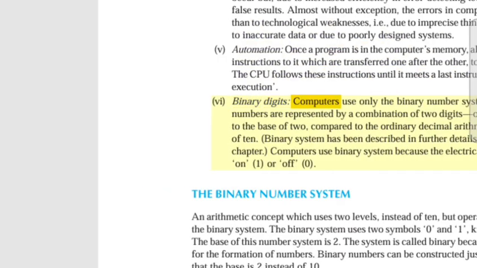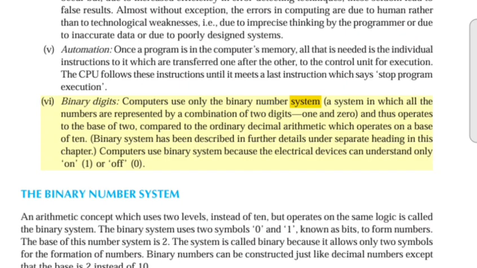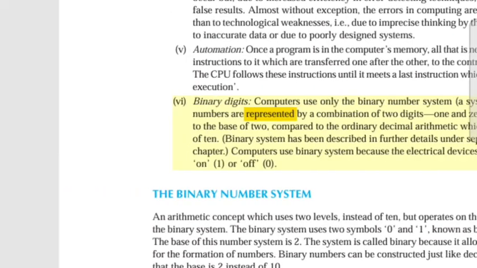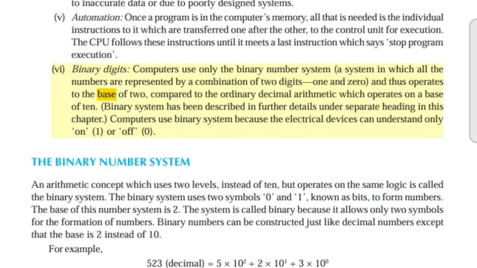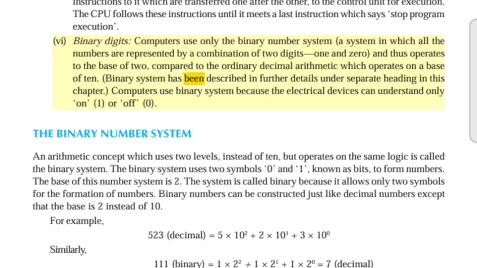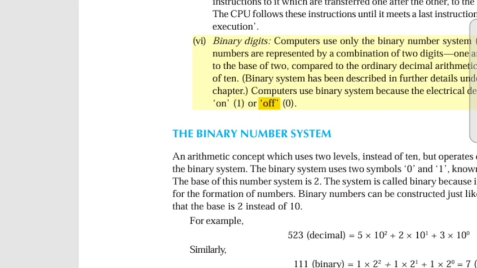Binary digits. Computers use only the binary number system, a system in which all the numbers are represented by a combination of two digits, 1 and 0, and thus operates to the base of 2, compared to the ordinary decimal arithmetic which operates on a base of 10. The binary system has been described in further detail under a separate heading in this chapter. Computers use the binary system because electrical devices can understand only on, 1, or off, 0.